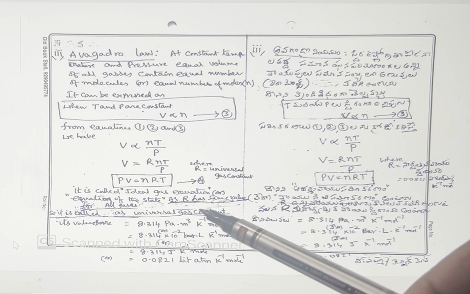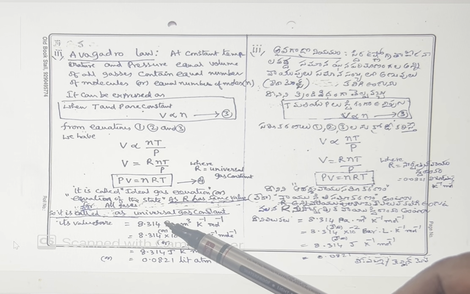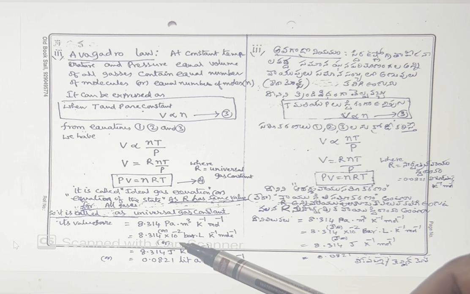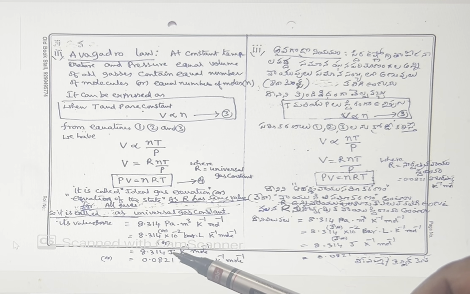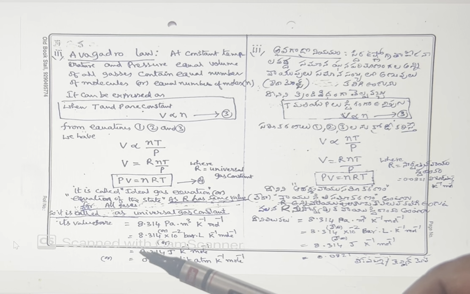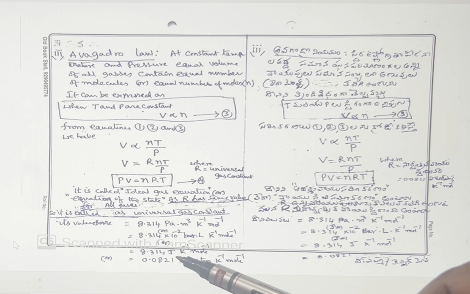Here R has several values, so we have to see the various values. If we ask for P, V and T, these values are used. If we ask for energy values, then you have to use energy units. Suppose you want to calculate kinetic energy, Ek is equal to 3 by 2 RT. At that place, the R value should be taken as 8.314 joules, or 8.314 into 10 to the power 7 ergs per Kelvin mole.